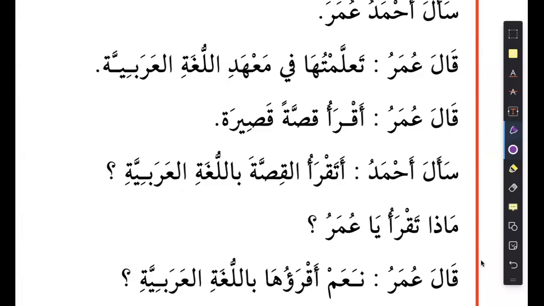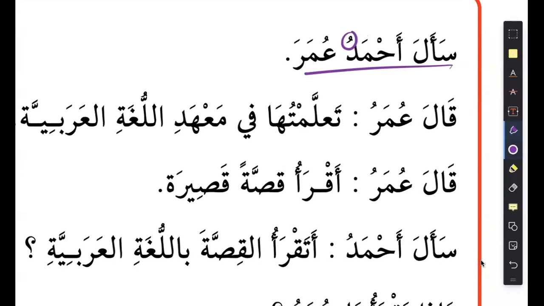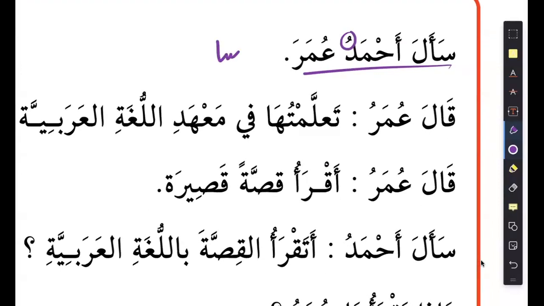Sa'ala Ahmadu Umara. So Ahmed asked Umar. So who asked who? You know it by what? By the case. Here's the interesting thing. You can rearrange the whole thing. You can say Sa'ala Umara Ahmadu.